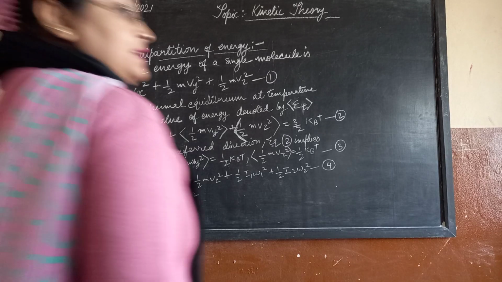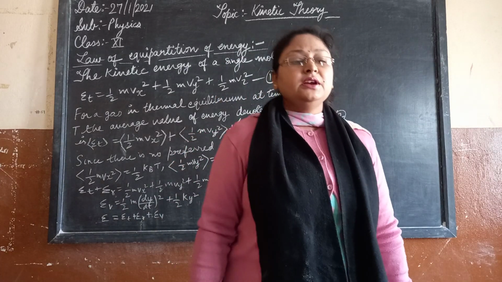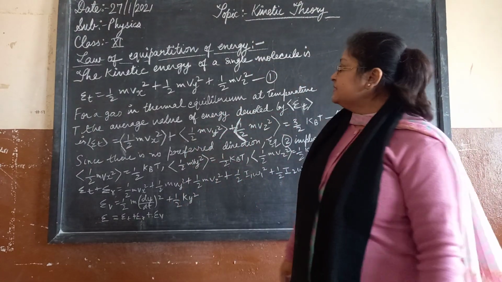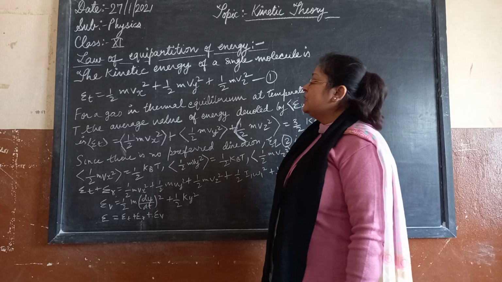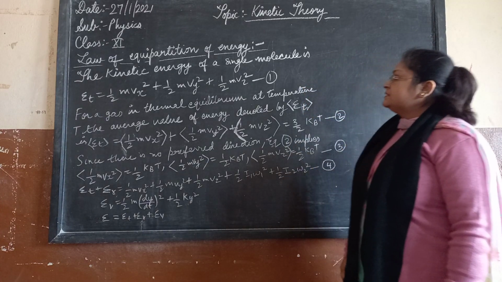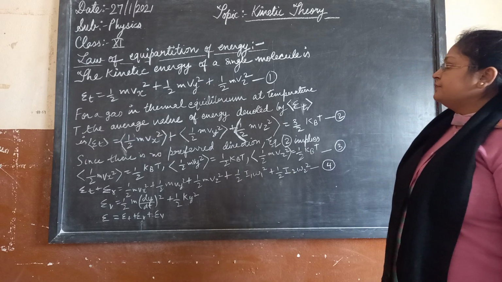Good morning students. Once again in the class of Physics 11th standard of kinetic theory, we will discuss the law of equipartition of energy. In this, the kinetic energy of a single molecule is given by Et equals 1 by 2 m vx square plus 1 by 2 m vy square plus 1 by 2 m vz square.